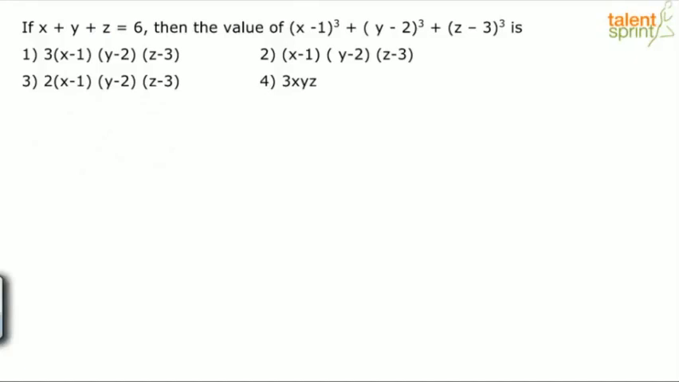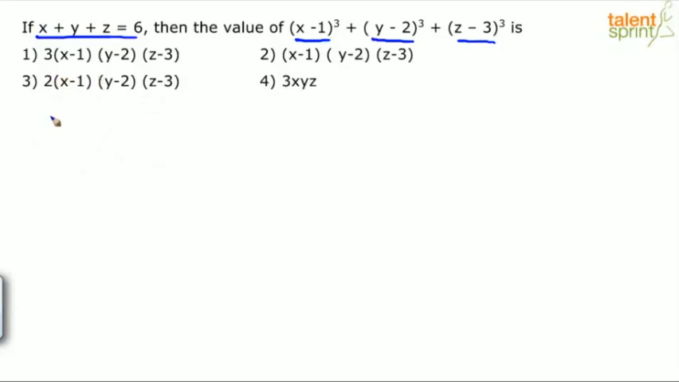Look at the next one. Now this is from algebra. What does it say? X plus Y plus Z equals 6. Then the value of (X minus 1) cube plus (Y minus 2) cube plus (Z minus 3) cube is. And all the options have been given in terms of X, Y, and Z. Right? X, Y, and Z.